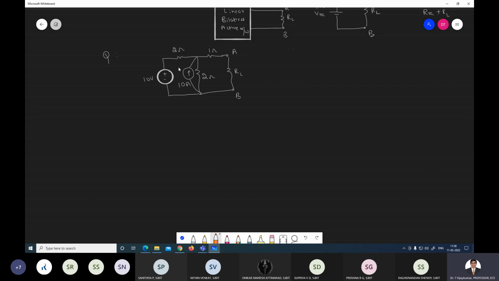This is the voltage and current. Here, this is the voltage source, and you convert it into a current source. So how do you convert to a current source? You can write I is equal to V by R.